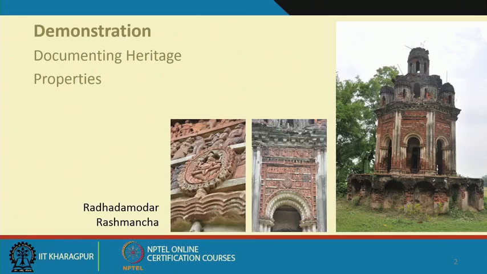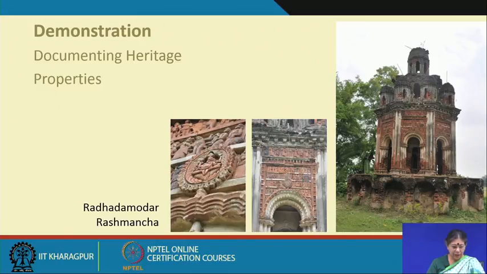For that, I have taken this beautiful structure. It is actually Radha Damodar Rashmanchu, which is situated near Pashkura in East Midnapur, and it is not listed, it is not protected, it is a private property. So, let us see, suppose we have to make a preliminary inventory of the structure, what is the format and how do we go about it.